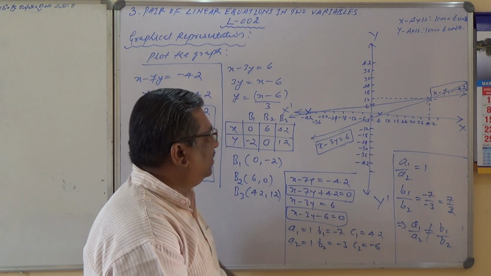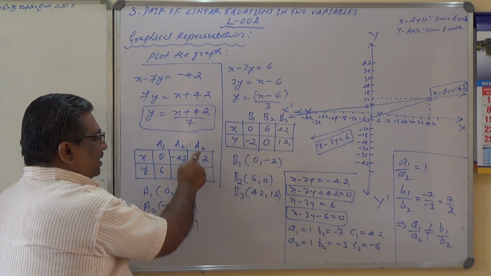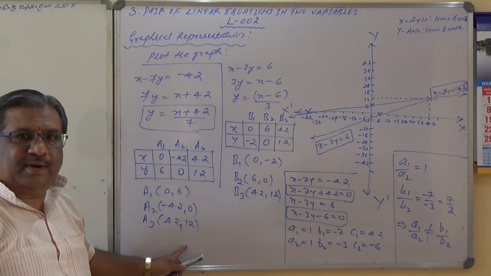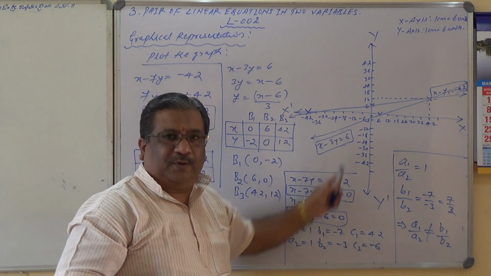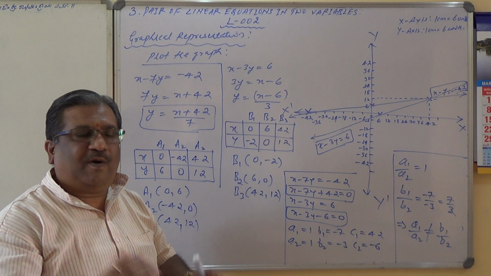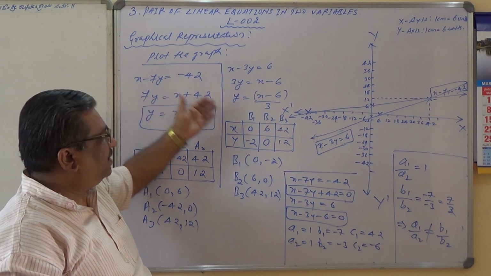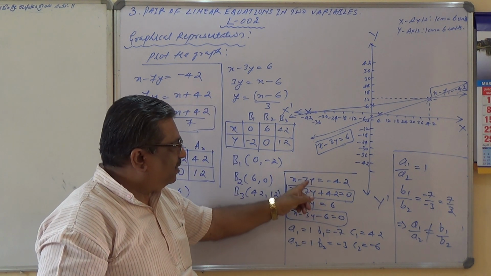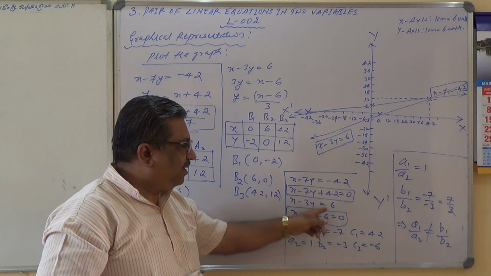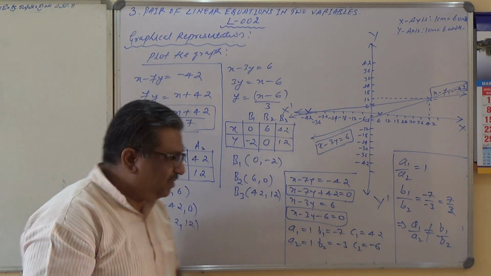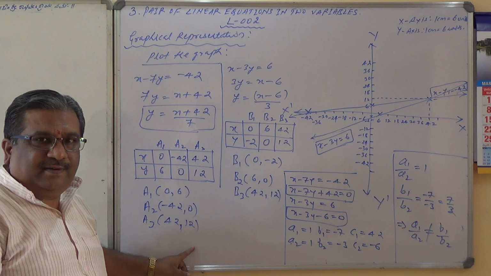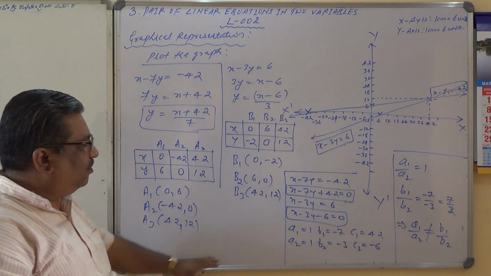What are the coordinates of this? B3 as well as A3. (42, 12) is the common point for both. Therefore, the solution of the pair of linear equations represented by these two, x minus 7y equals minus 42 and x minus 3y equals 6, is (42, 12). This is the solution for this.